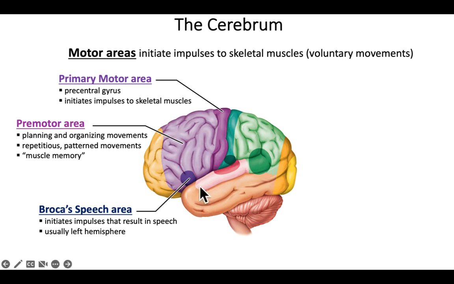Then there's a really special area here called Broca's area. Broca's speech area is a motor speech area, meaning it's dedicated to any muscles that are involved in speech. Okay, it's usually in the left side of the brain only, and it's going to control muscles in your tongue that are involved when you're speaking. All right, so again, it's a motor area dedicated to muscles of speech.